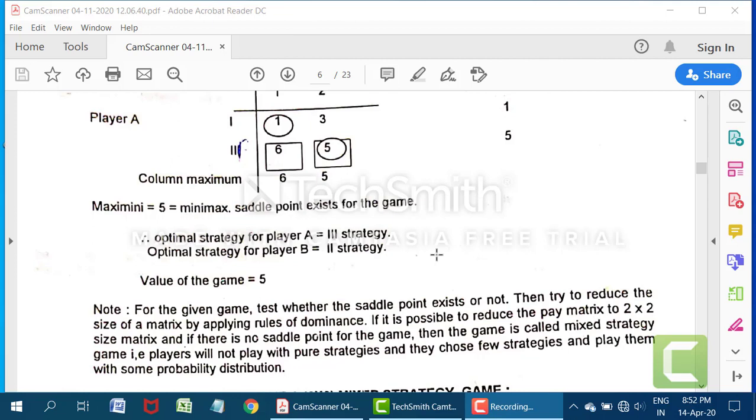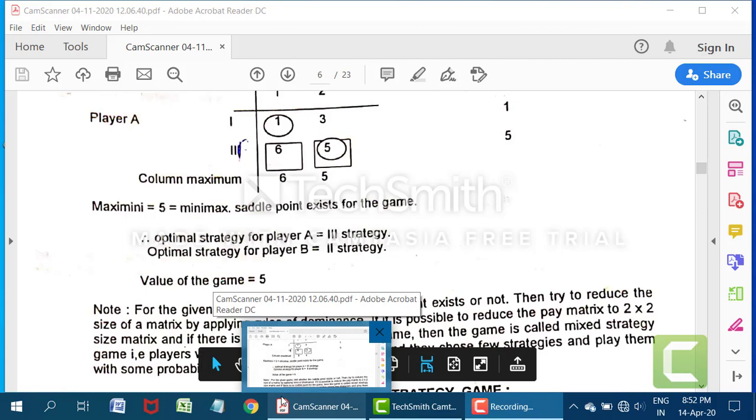If at all there is no saddle point for the game, no solution is obtained there. That is called a mixed strategy game. It is a mixed strategy game, and to find the solution, you need to apply the other methods.